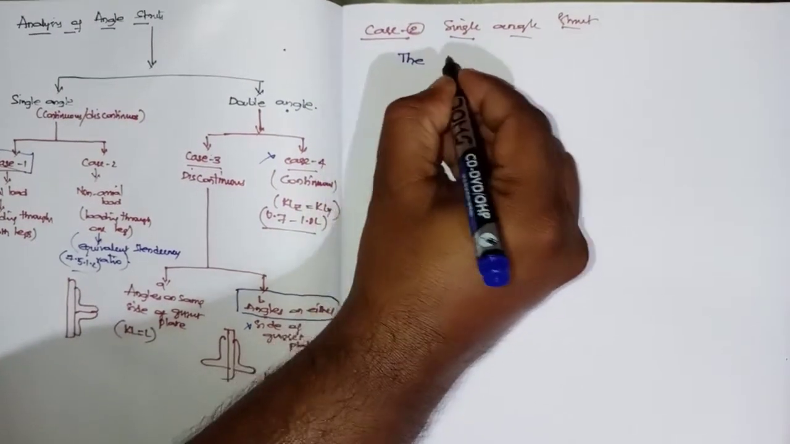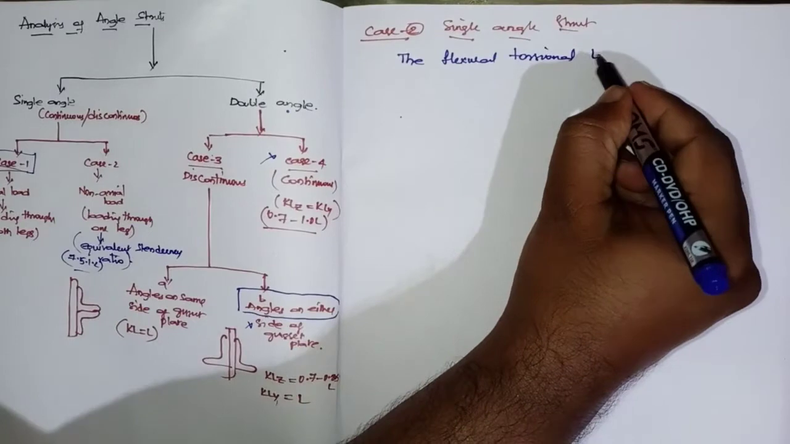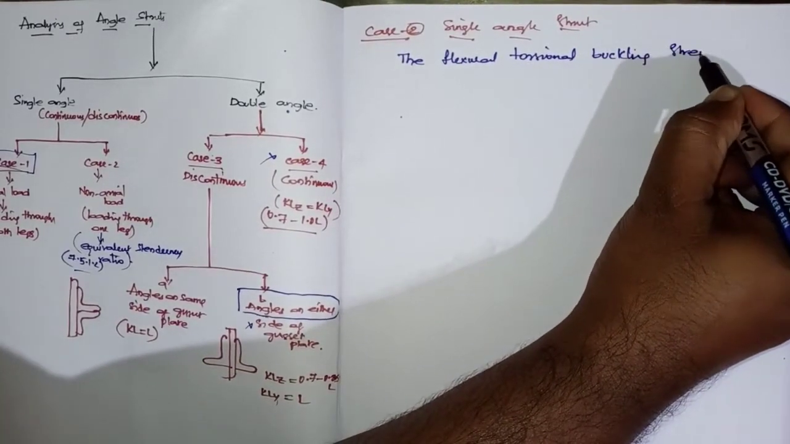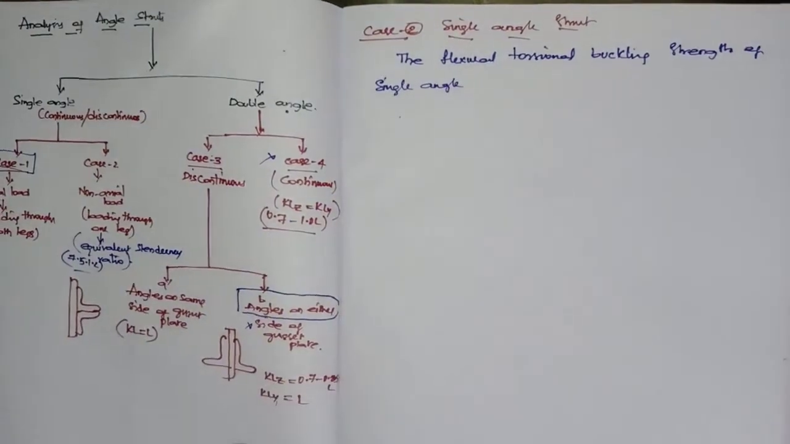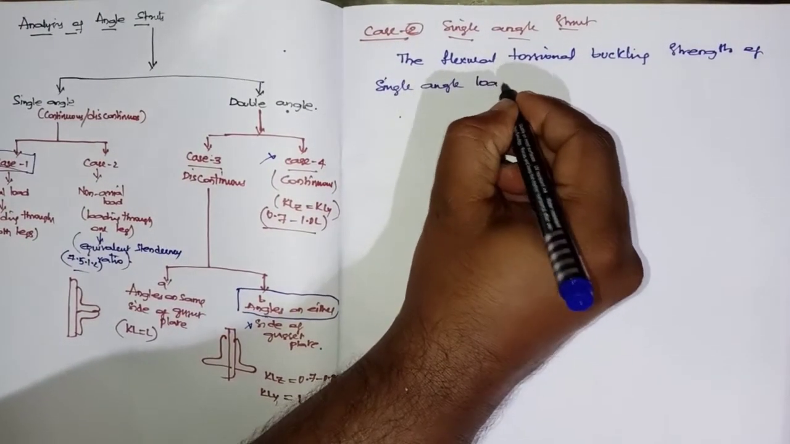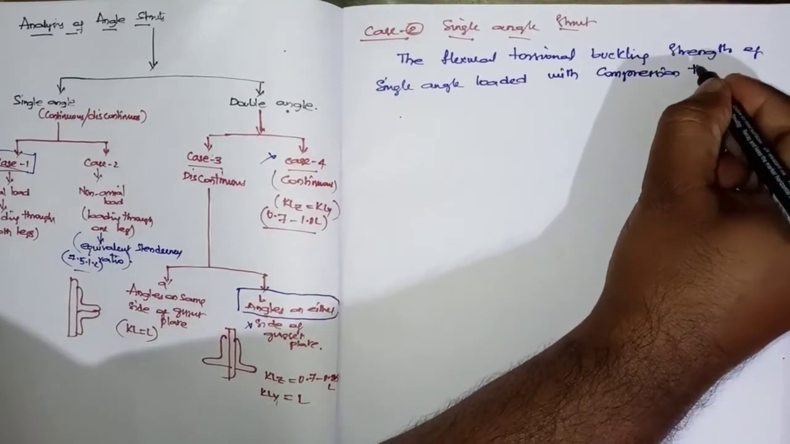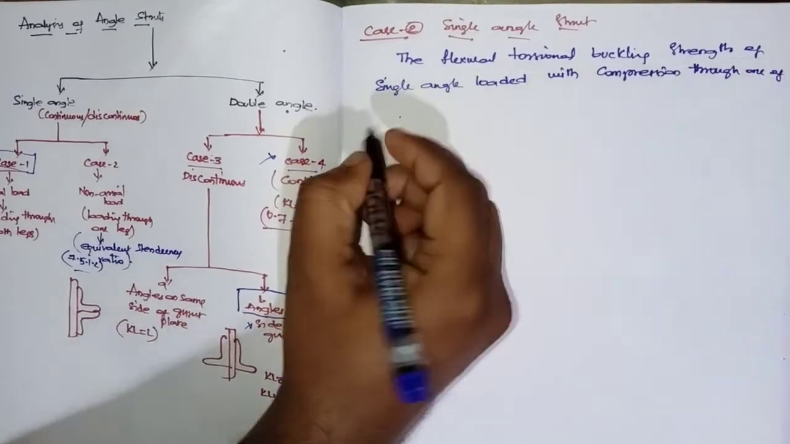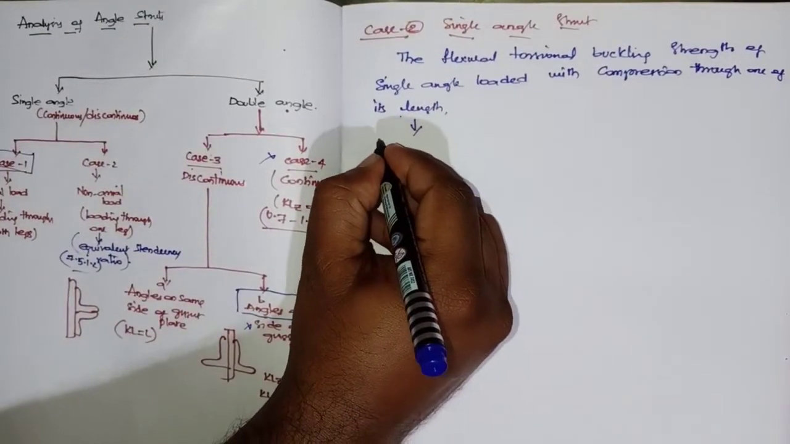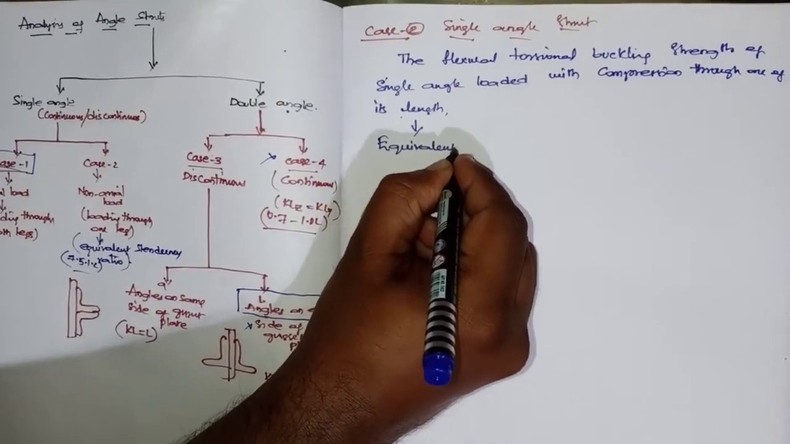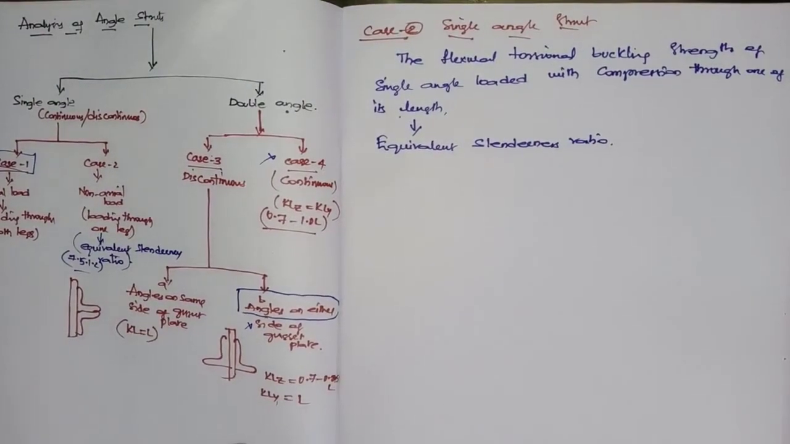The flexural torsional buckling strength of a single angle loaded with compression through one of its legs is calculated by the formula that uses the equivalent slenderness ratio. Now we'll see what this equivalent slenderness ratio is.